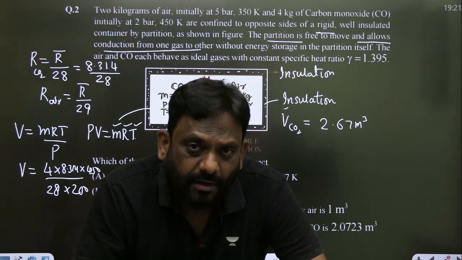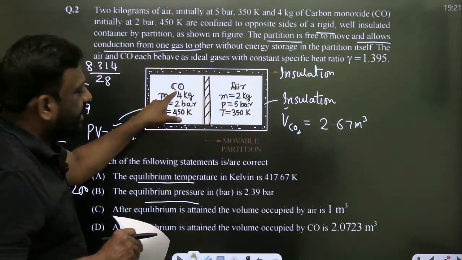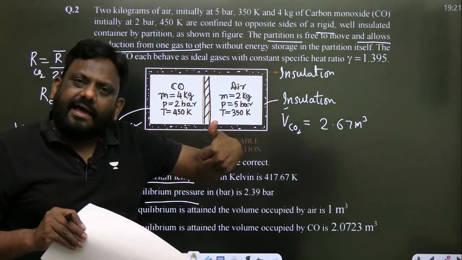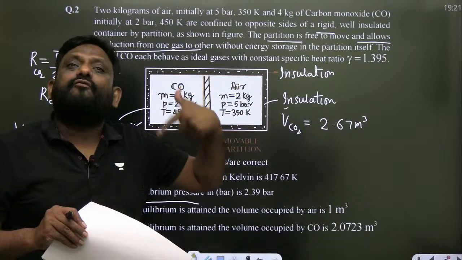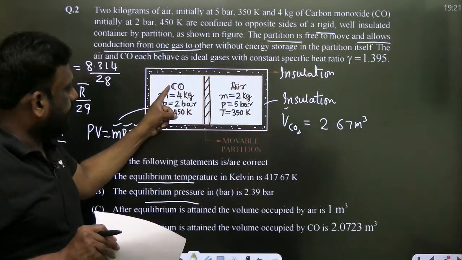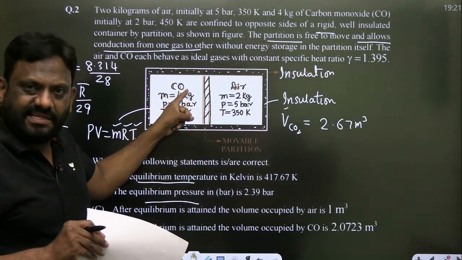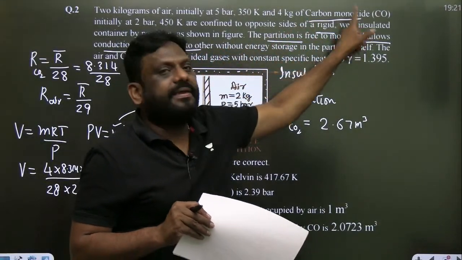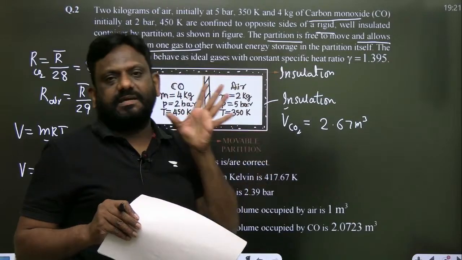Sir, this is carbon monoxide, it's not carbon dioxide. Had it been carbon dioxide, it would have been 44. Carbon is 12, the atomic mass of oxygen is 16, so 12 plus 16 is 28. Clearly it is given as carbon monoxide. It is written in the question, sir. Read the question properly, no problem.